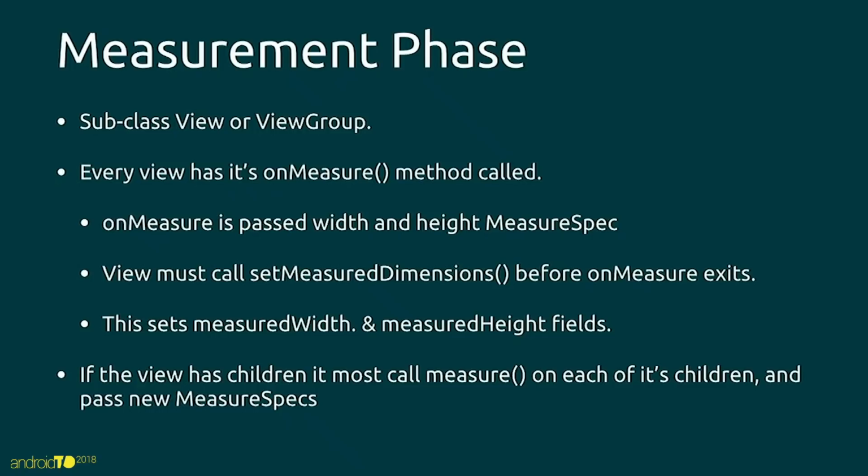So to hook into your measurement phase, you override a View or ViewGroup, and you override the onMeasure method. This is passed width and height measure specs, which dictate the way that you should size yourself. The only rule for this method is you must call setMeasuredDimensions, which declares how big a view's size is. This in turn sets the measuredWidth and measuredHeight fields on your views, which can be used later. If you are a ViewGroup with children, it is also your responsibility to call the corresponding measure method on each child view, to continue this traversal.